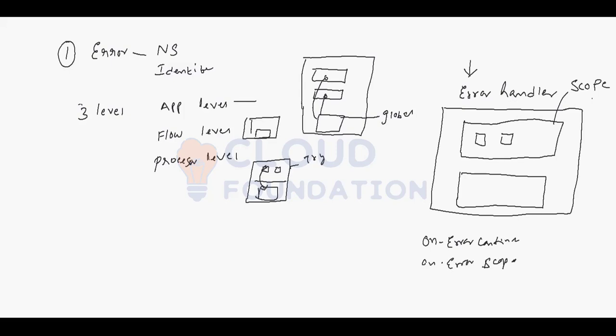We don't define error handling logic directly in the error handler. Rather, we define it inside the scope. This is the first point you need to remember. This is the error handler, the box I'm highlighting. I can't define anything directly over here, I can't put a logger.